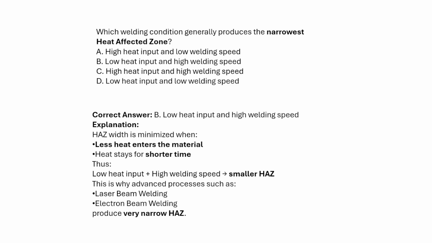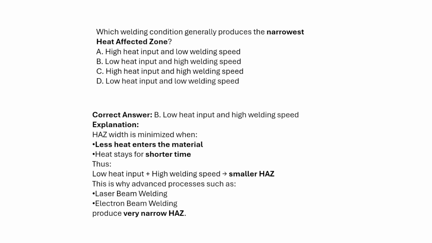Next, low heat input and high welding speed. Low heat input means a smaller heat affected zone, since it is directly proportional, and high welding speed is inversely proportional, so that will also reduce the heat affected zone. Both act combined, so it will further reduce the heat affected zone.